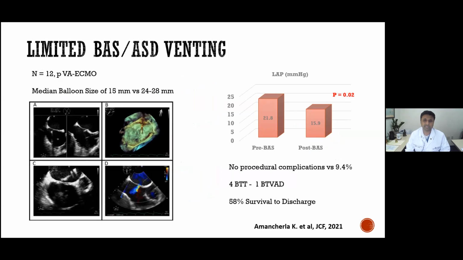The advantage with this is that, keeping in mind that the VA ECMO, while it increases your LV afterload, does a phenomenal job of decongesting the central veins. And what we were able to show in this case series is that there was a statistically significant reduction in left atrial pressure, from a mean pressure of 21.8 before the septostomy to 15.9 after the septostomy. And in this cohort, there were no procedural complications compared to the 9.4% that has been reported in other studies.